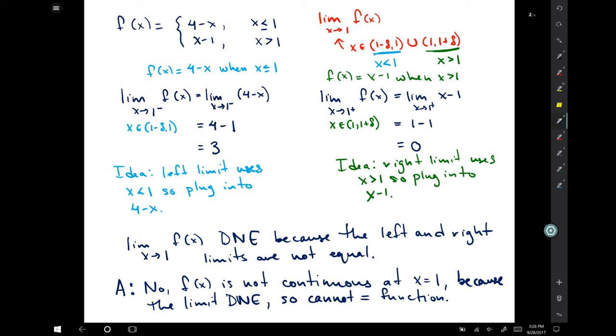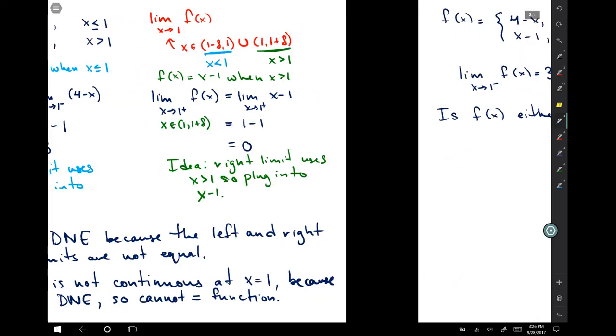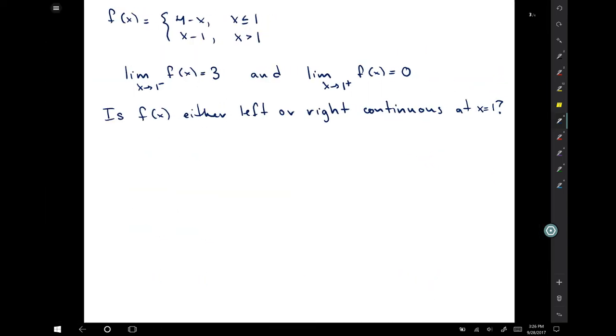But because we know that this function is not continuous at that point, we could ask, is our function either left or right continuous at that point? So again, just so that we're on the same page, left continuous means that the left limit, the limit as x goes to c from below of f of x, is equal to f of c. And right continuous means that the right limit, the limit as x goes to c from above of f of x, is equal to f of c.